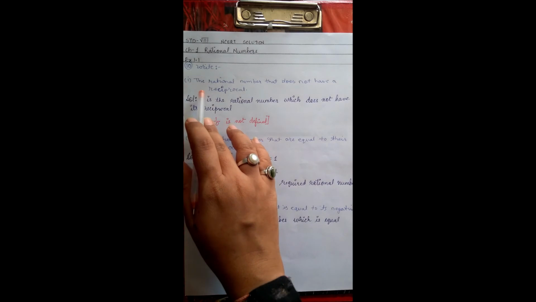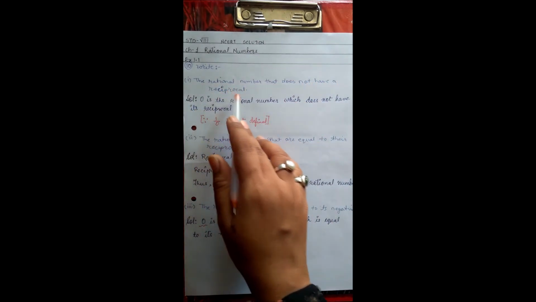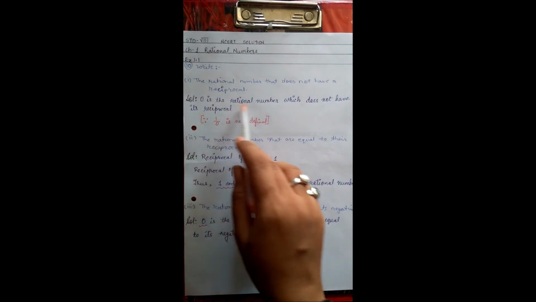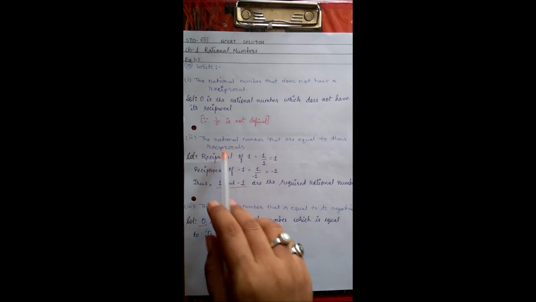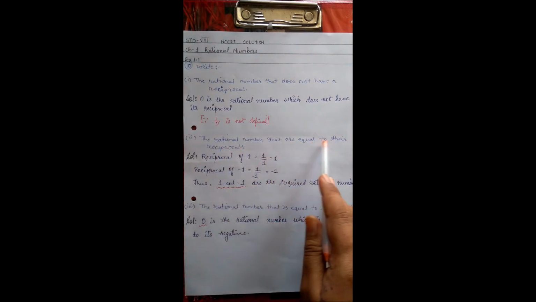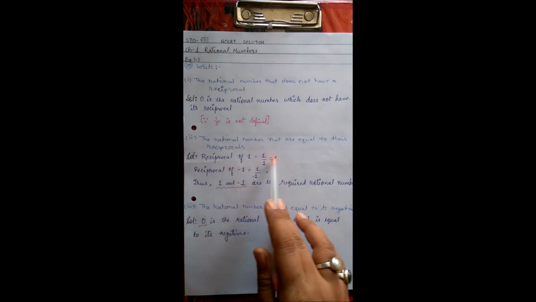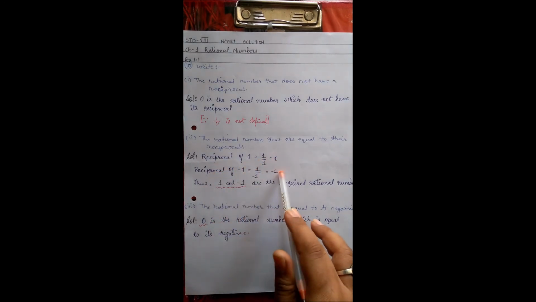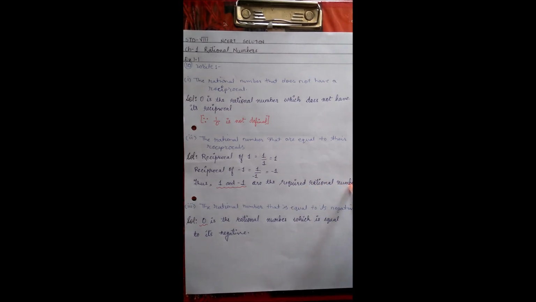Moving to the next question, 10th one. The rational number that does not have a reciprocal. So 0 is the rational number which does not have the reciprocal. The rational numbers that are equal to their reciprocals. So reciprocal of 1 is 1, minus 1 is minus 1. So 1 and minus 1 are the required rational numbers.